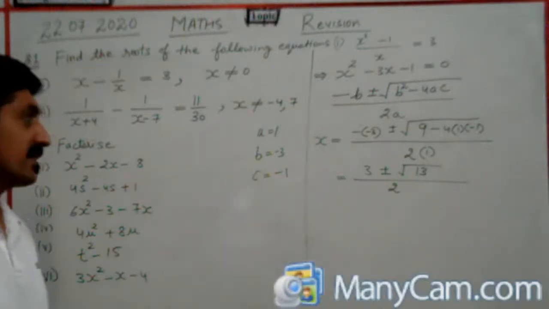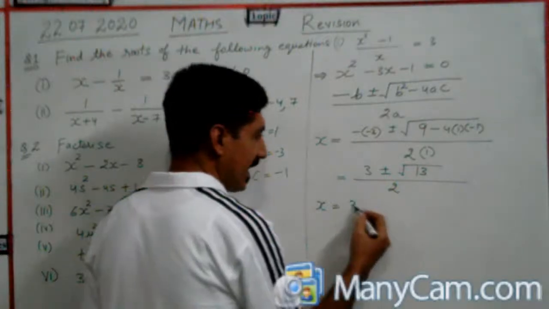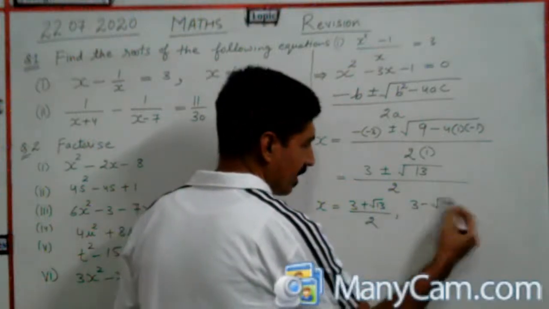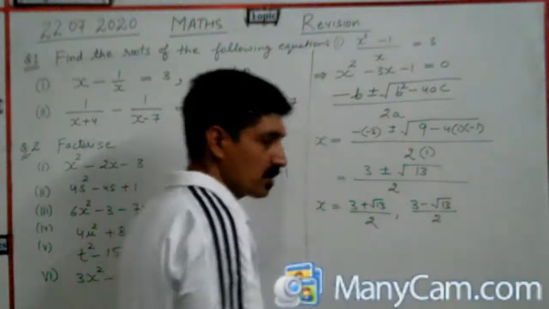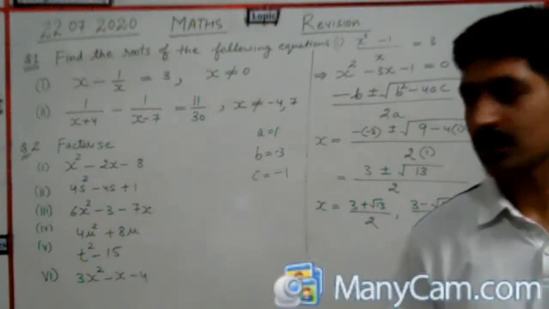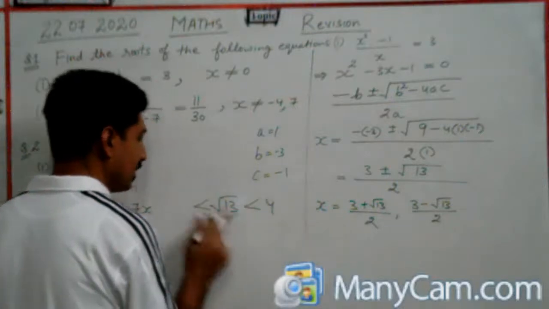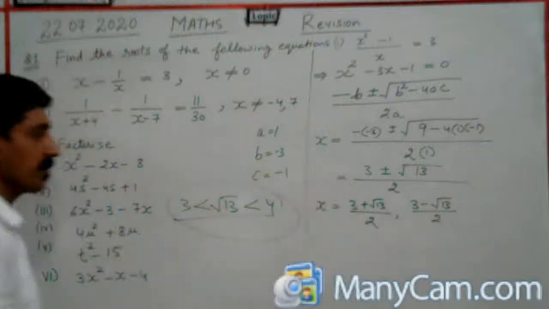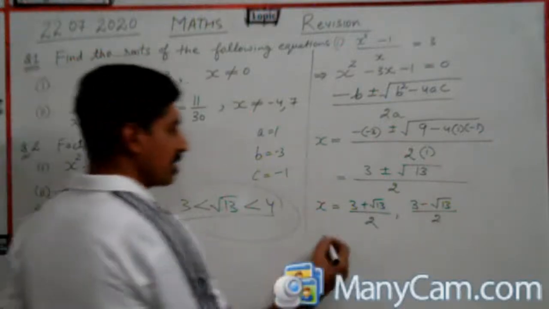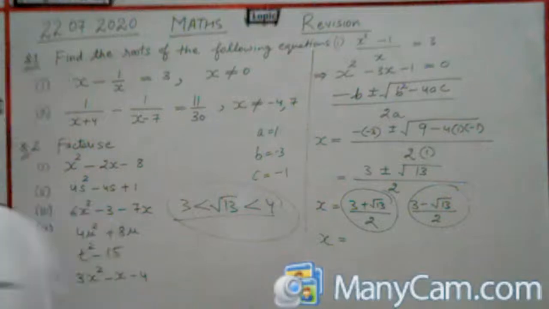No one has sent me the answer. First part, the values of x: one is 3 plus under root 13 by 2, and the other value of x is 3 minus under root 13 by 2. So you know under root 9 is 3 and under root 16 is 4. So the value of under root 13 will lie between 3 and 4. We will substitute the value of under root 13 and find both values of x.